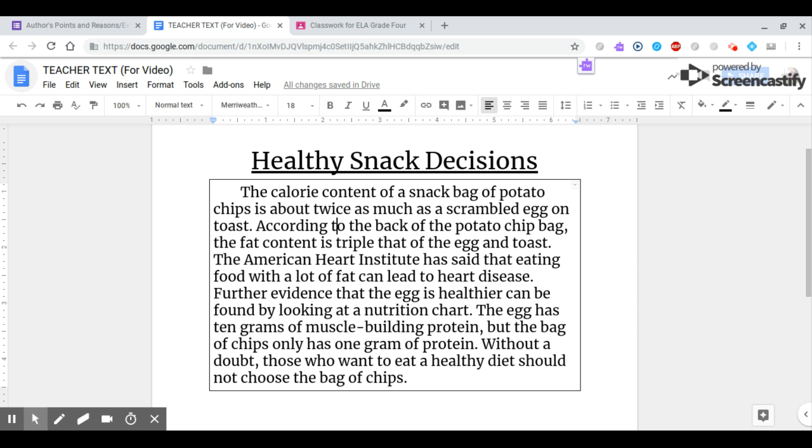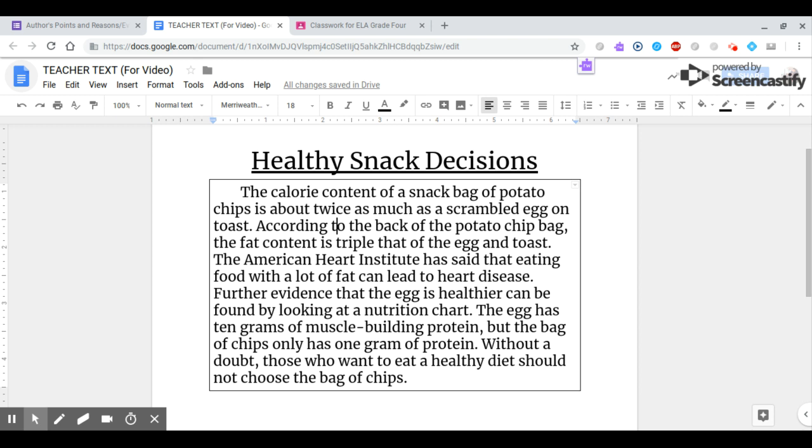According to the back of the potato chip bag, the fat content is triple that of the egg and toast. The American Heart Institute has said that eating food with a lot of fat can lead to heart disease. Further evidence that the egg is healthier can be found by looking at a nutrition chart. The egg has 10 grams of muscle-building protein, but the bag of chips only has 1 gram of protein. Without a doubt, those who want to eat a healthy diet should not choose the bag of chips.